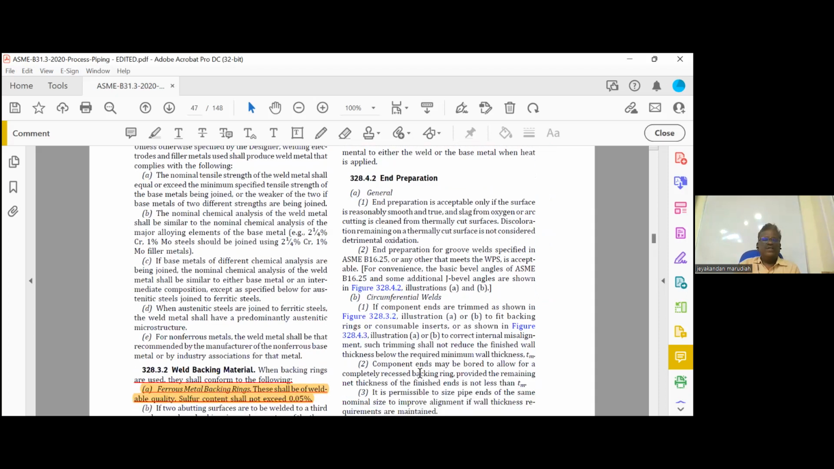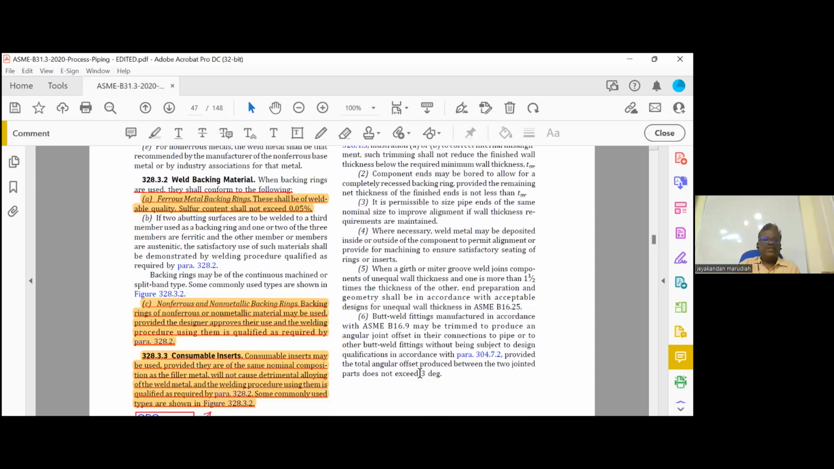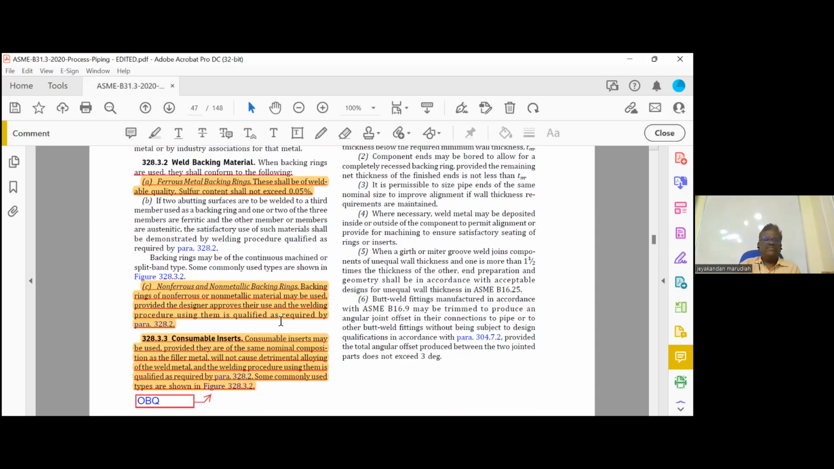Okay. Next page, page number 64. You can see non-metallic backing rings. Backing rings of non-ferrous, non-metallic material may be used provided the designer approves their use and the welding procedure using them is qualified. As per Section IX, it is not a requirement; it is a non-essential variable. But here it is mandatory.